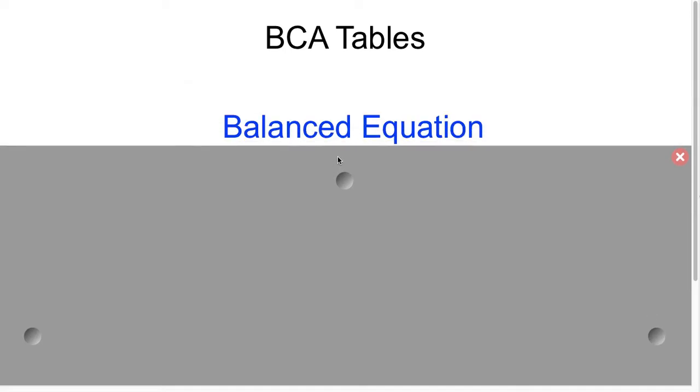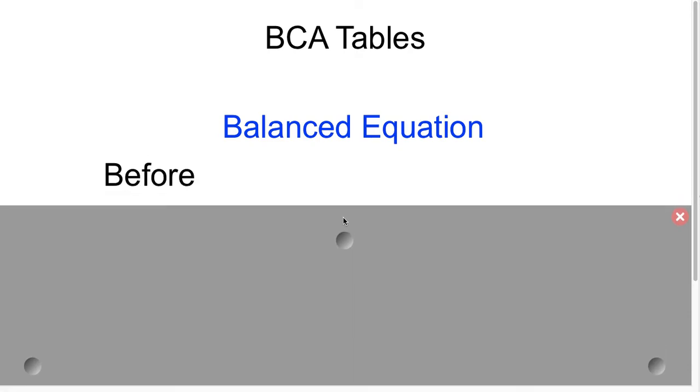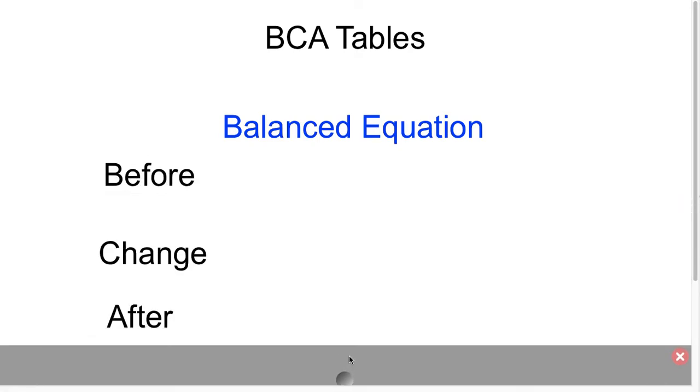In this video, we are going to take a look at BCA tables and how they can be useful in demonstrating or illustrating what's happening in a chemical reaction without actually having to draw out the reaction on the particle level. So you'll definitely need a balanced equation, and then you will need essentially a chart that has a before row, a change row, and an after row. And then we're going to just abbreviate that as BCA moving forward.